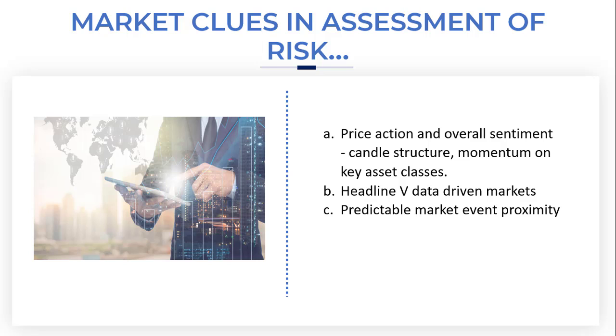Another clue is predictable market event proximity. So this relates to the data. If it is a data-driven market, when's that going to come out? And of course, what is the significance of that data to the overall market? So for example, an inflation number coming out of the US in an inflation-sensitive market, we know when that's coming out, and we know that on those days, the market risk is going to be higher, potentially for a move away from current pricing.